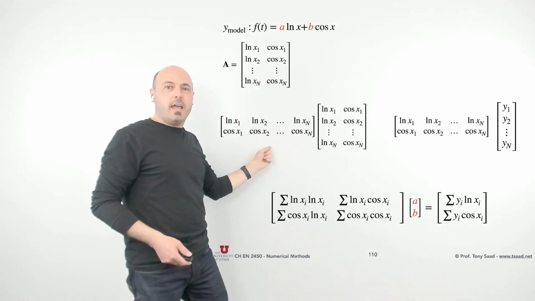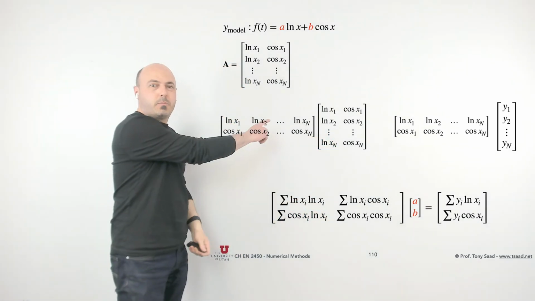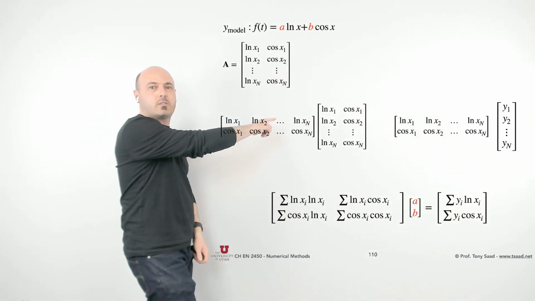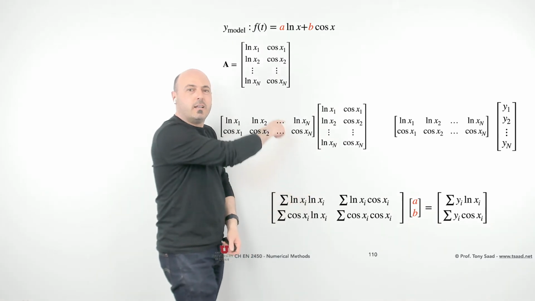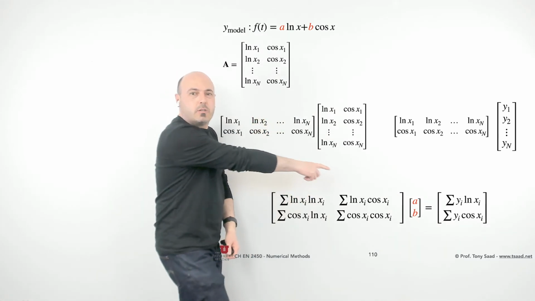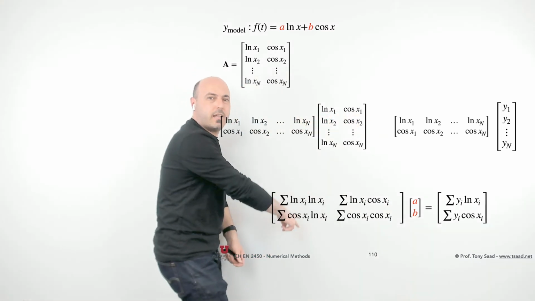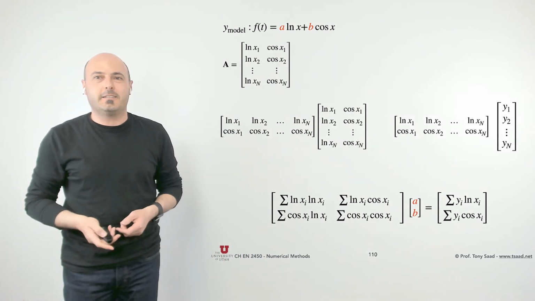Once you have A, A transpose times A gives you this guy. Okay, do the multiplication. You get log x1 times log x1, log x2 times log x2. So you get this sum of log xi times log xi. Same thing for the second entry in the matrix. You get log x times cosine x. Okay, and same thing here, same thing there, and then the rest is history.